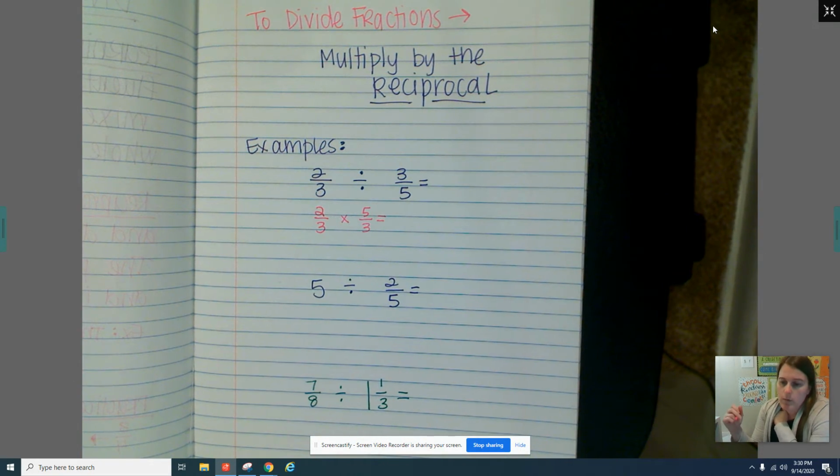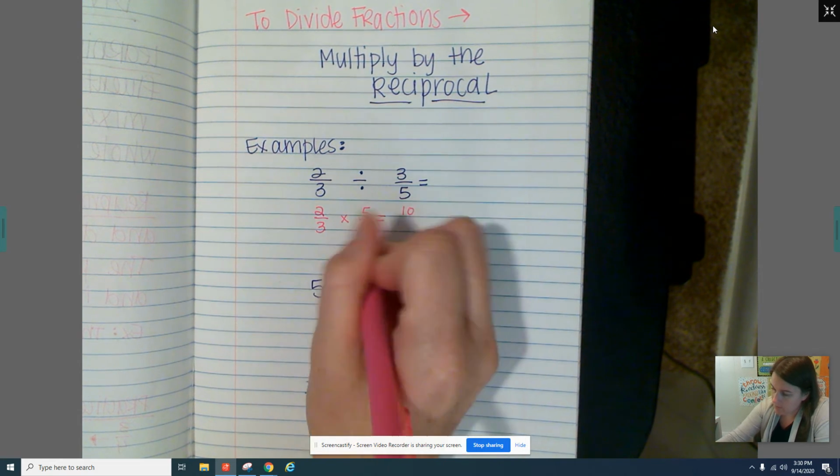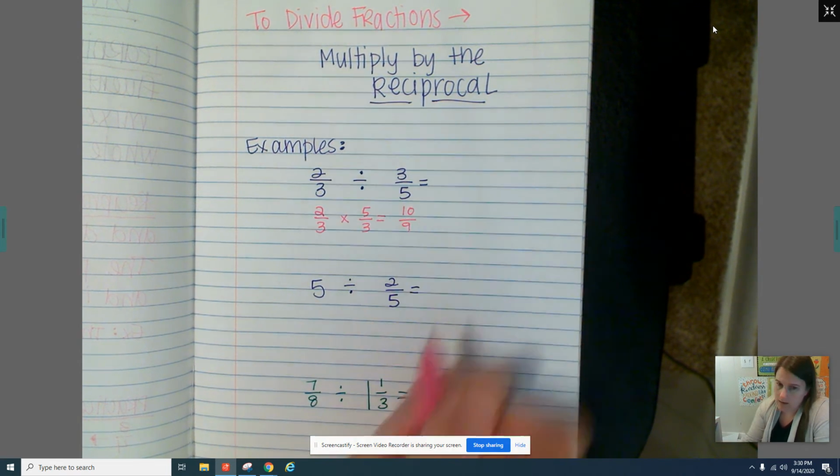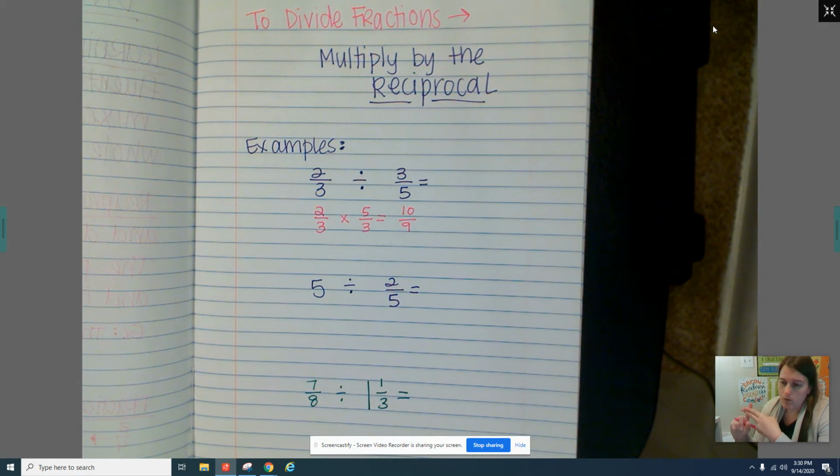Okay? Now, if you don't remember the way you multiply fractions, you literally just multiply straight across. Okay? 2 times 5 is 10, and 3 times 3 is 9. When you get a fraction that's either not simplified or it's an improper fraction, I do want it converted, either to simplest terms or back into a mixed number, okay?